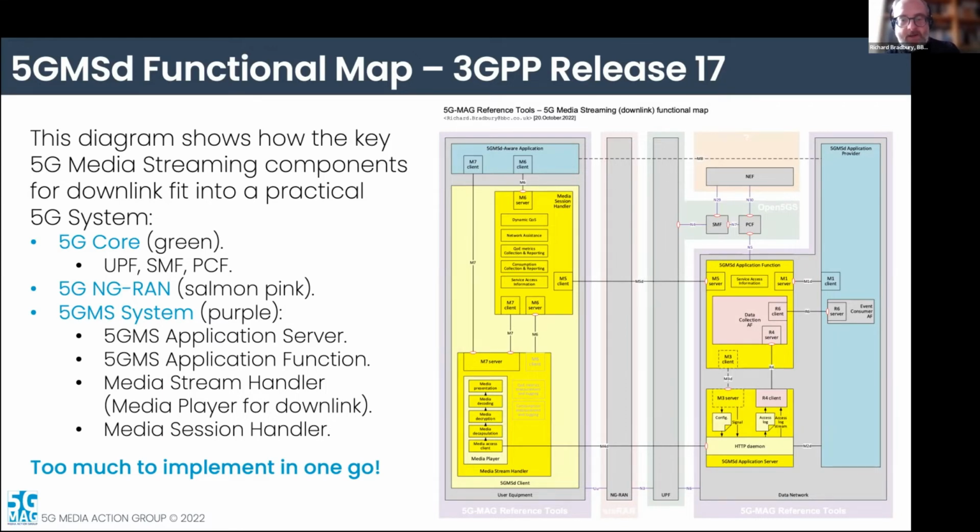We've been playing around with SRS RAN, amongst others, and we'll show you a little demo using that later on. But it's actually these purple bits on the far left and the far right that are the subject of the work that 5G-MAG is doing. On the right-hand side, here's the application server. That's the CDN capability I was talking about. And our reference implementation is based on Nginx. Here's the application function.